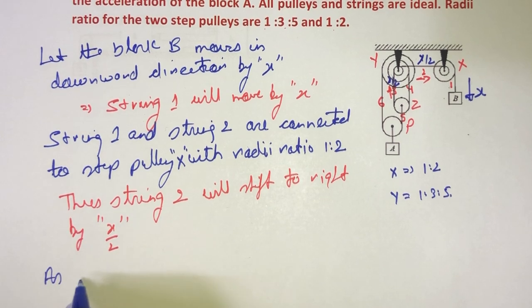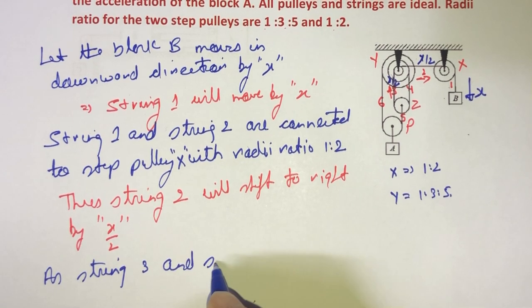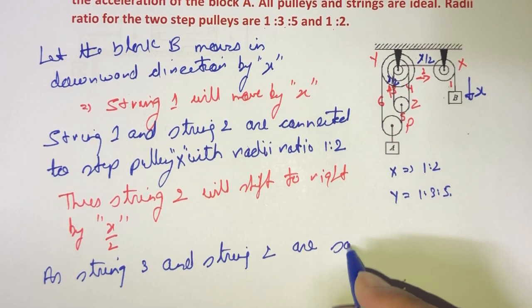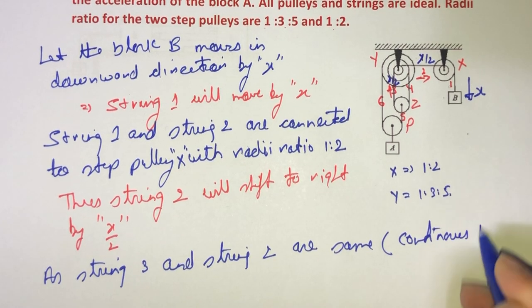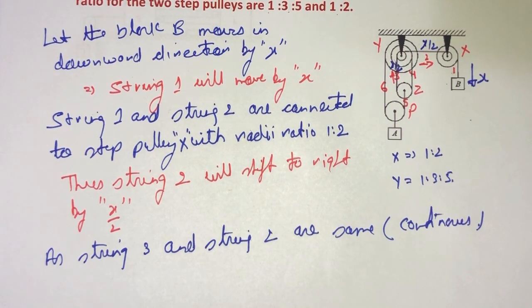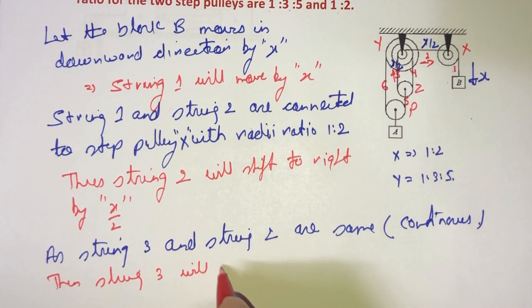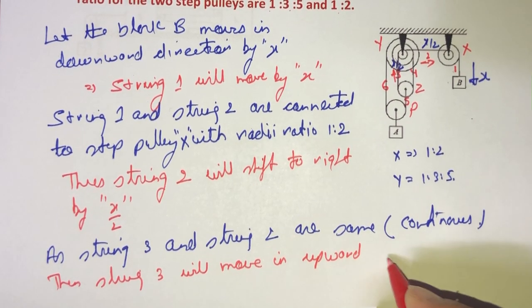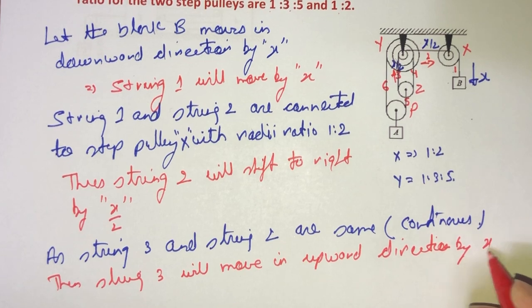So as string 3 and string 2 are the same, or we can say continuous, then string 3 will move in upward direction by x/2.